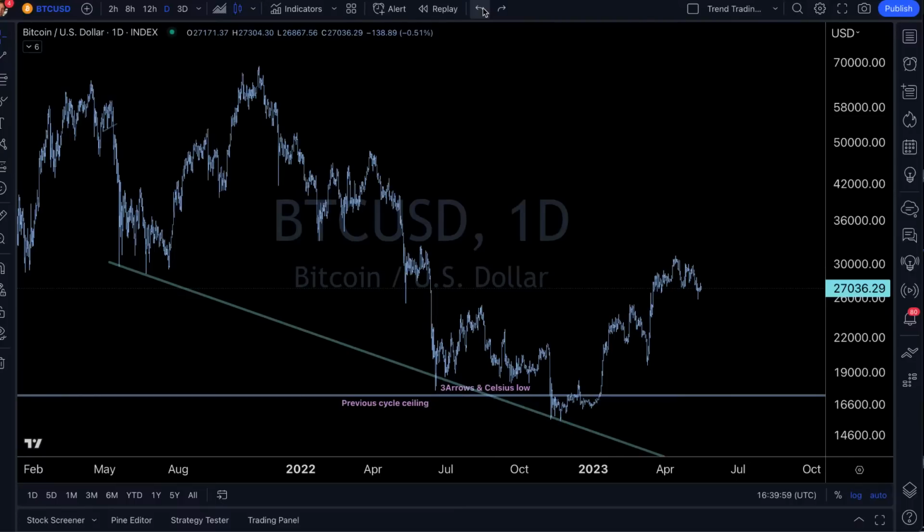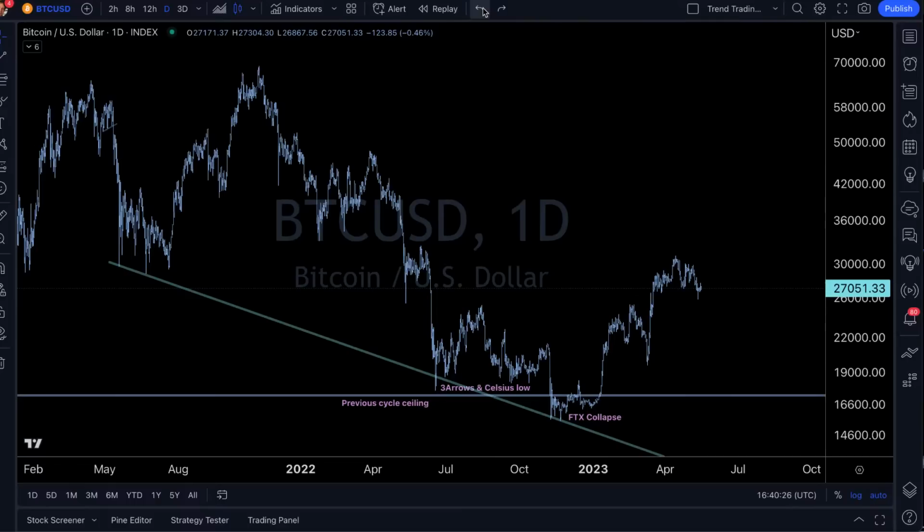And then in 2020, upon the bull market breakout, you could also see where price confirmed that area into support. It's a very, very important area. I'm going to go ahead and add in over here, underneath that previous cycle ceiling, was the FTX collapse. Huge, huge, huge event in the market, and it pushed price underneath the previous cycle ceiling.